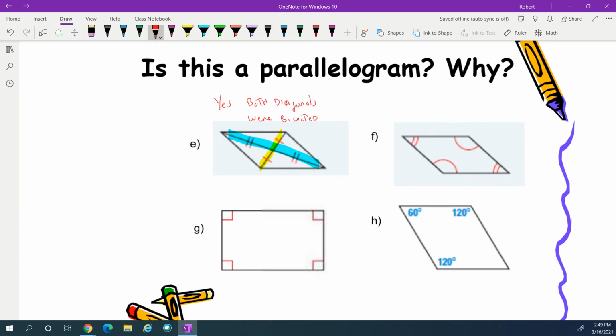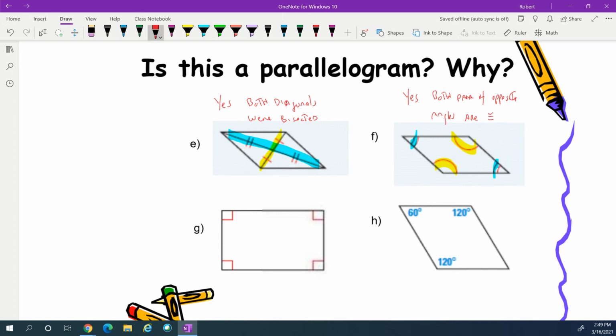In question F, yes, both pairs of opposite angles are congruent. We have pair 1 and pair 2. Both pairs of opposite angles are congruent.